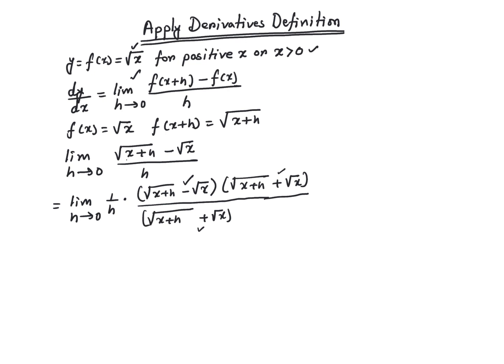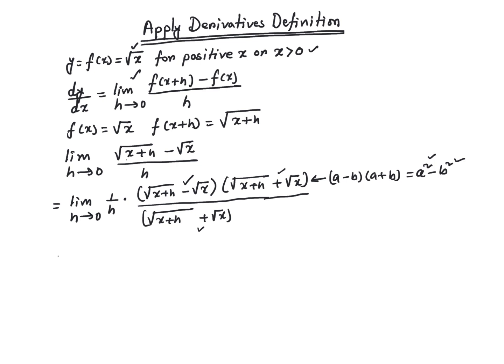The numerator is going to be a difference of squares. If you look at it carefully, you notice that this looks like a minus b times a plus b, right? Which is a square minus b square. That means the difference of squares. Now these squares are going to cancel the square roots.